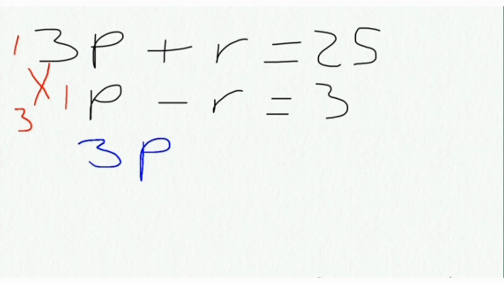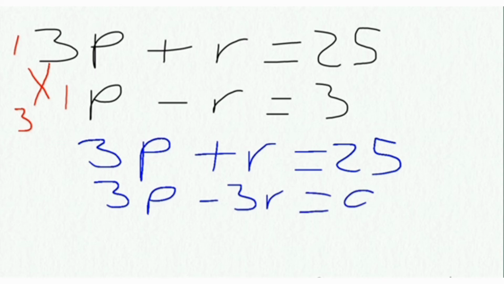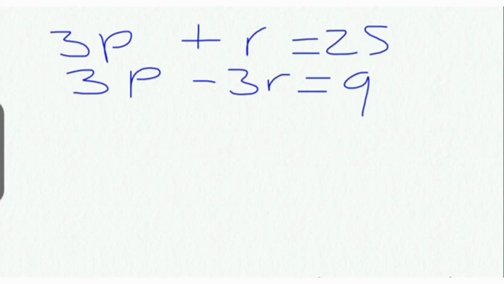Let me just copy and paste this one. 3p plus r is equal to 25. 3 times p, that is 3p. 3 times r, that is 3r. And 3 times 3 is 9. Okay, our coefficients are the same for this variable or unknown that we want to make equal to 0.